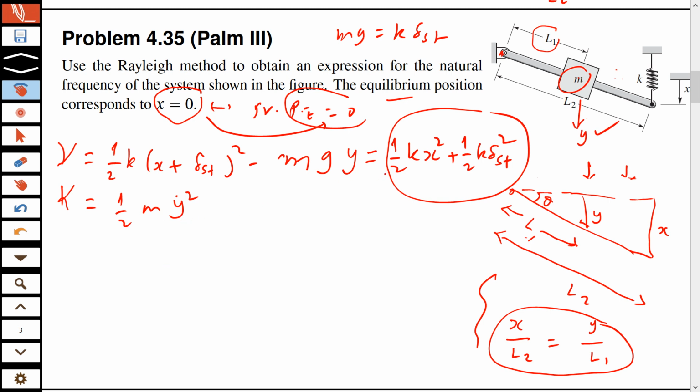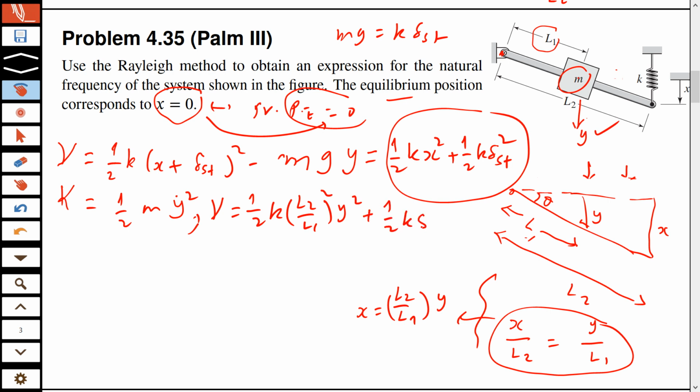So this means that we should replace x with y because we want to have y. From this relationship, x will be L2 over L1 times y. So that means that our expression for V will be half k (L2 over L1 y) squared, where I square both of them, plus half k delta st squared. So now I have an expression for all. I can now get rid of this because it served its purpose.